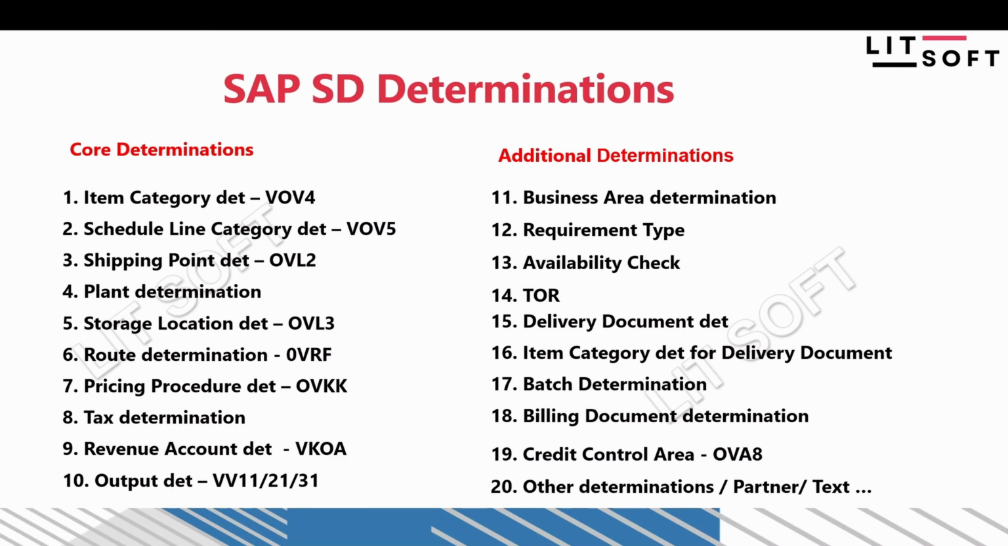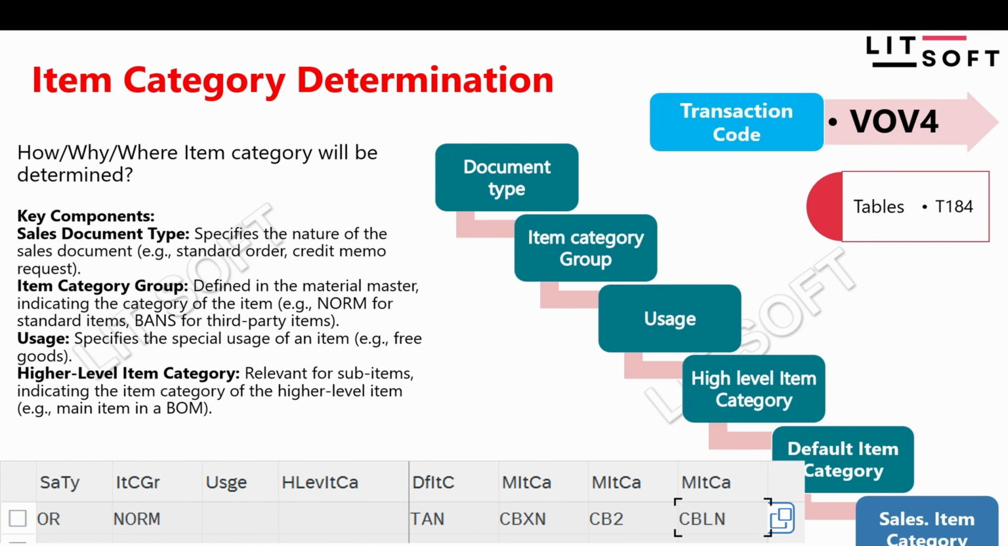In the additional determinations we can see business area determination, requirement type in the sales order, how we are going to get that one, the availability check, transfer of requirements, delivery document determination, item category determination for delivery documents, batch determination, billing document determination, credit control area, OVA8, and other determinations as I mentioned earlier. Let's see one by one how they get determined in the sales transactions.